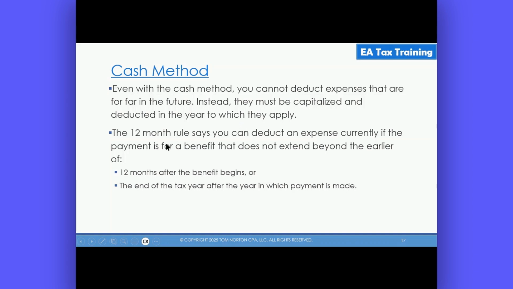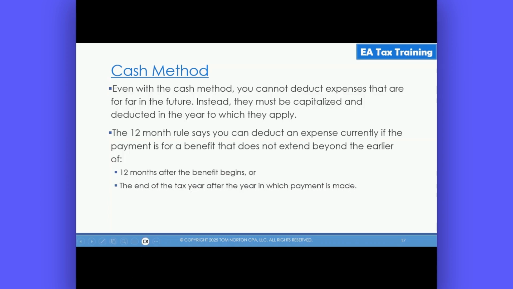The 12-month rule says you can deduct an expense currently if the payment is for a benefit that does not extend beyond the earlier of 12 months after the benefit begins or the end of the tax year after the year in which the payment is made. So basically, you want to think about, is this payment that we're making for something that we're not going to receive for greater than 12 months from now? That's what the 12-month rule is saying. You can only deduct currently the part that is going to be used in the next 12 months.